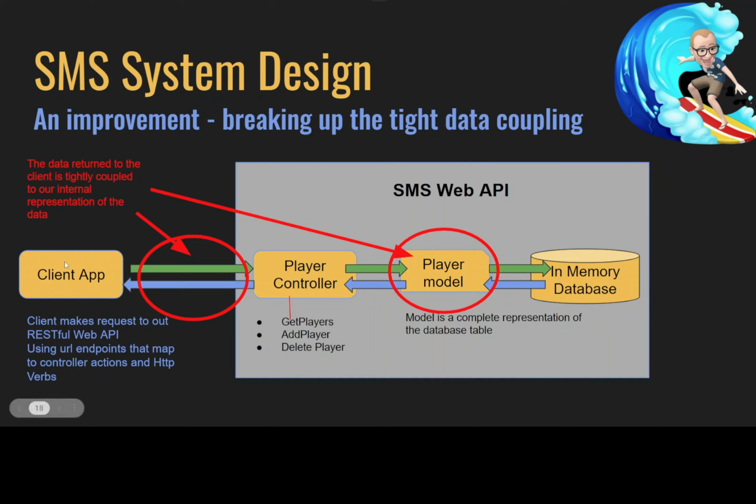So what we need to do is add a level of abstraction between what the client requests and sends to us and what actually internally gets stored, and that's what this video is all about. And we do this through a thing called Data Transfer Objects.